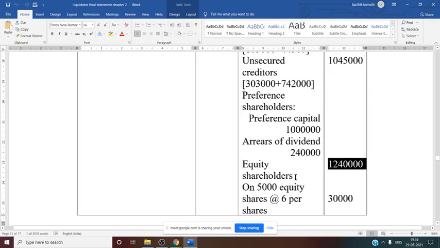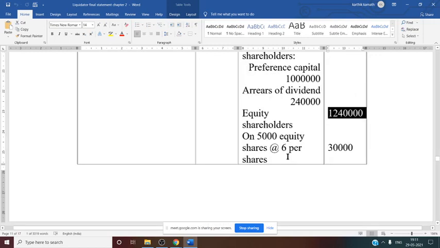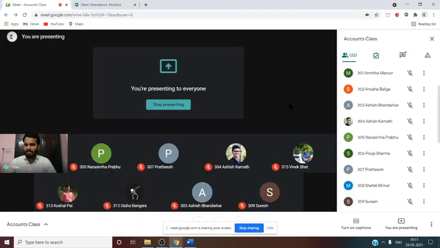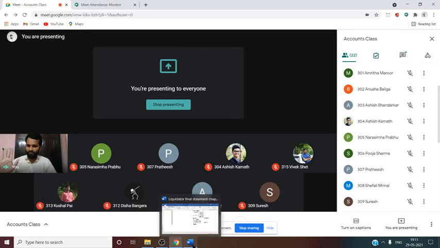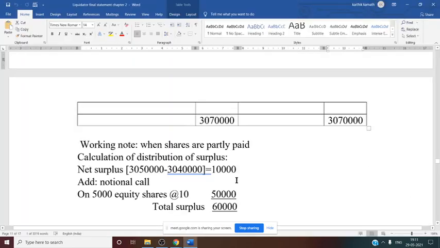Now the final payment needs to be made to the equity shareholder. Again, this is the balancing figure, balancing figure in the sense after calculating the working note. Here they have specifically mentioned partly paid information for the equity shares. Two partly paid shares are there. So now first we will see the working note. See how to calculate whenever two partly paid share classes are given.